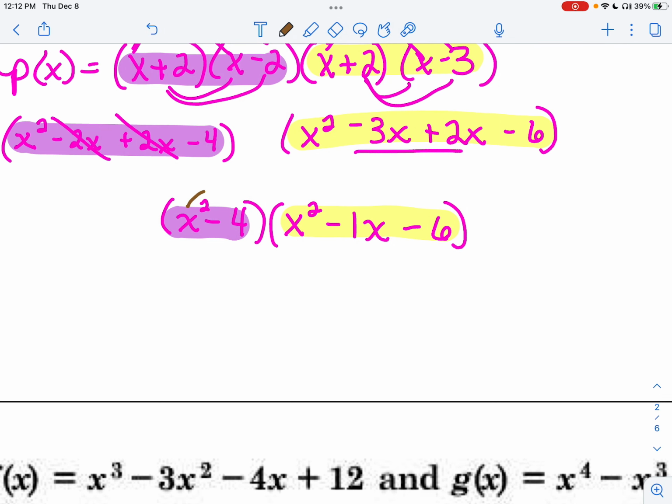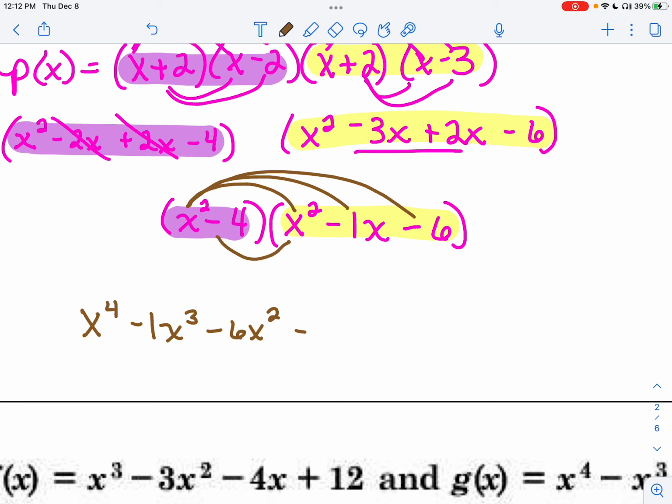So we'll do x times x squared. You better get ready for a lot of distribution. X to the fourth minus 1x to the third there, adding our exponents, minus 6x squared. I am going slow because I don't want to screw it up. Minus 4x squared plus 4x plus 24. Oh, that one wasn't horrible.